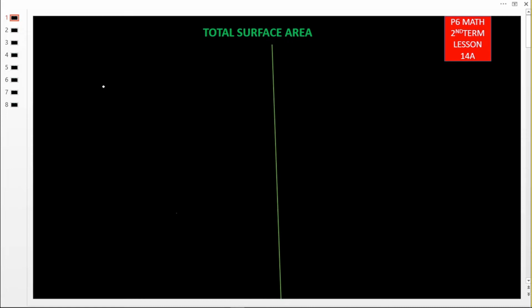We are taking on our lesson 14, that's math A. So in today's lesson we are going to look at total surface area. So we are now going to look at total surface area.